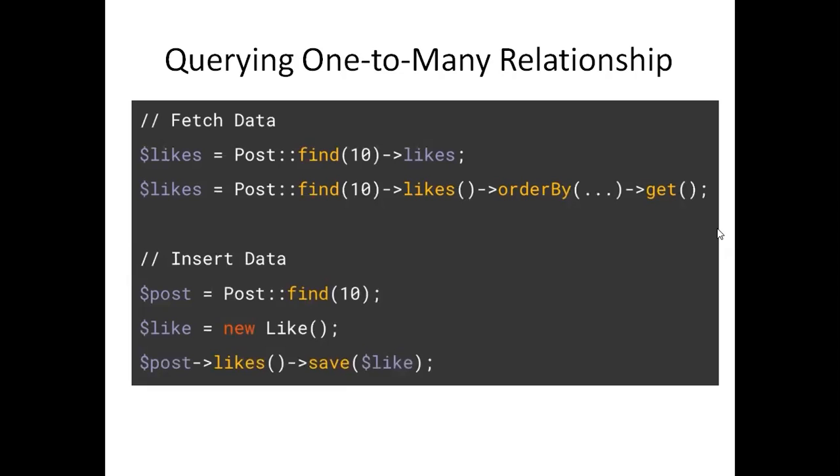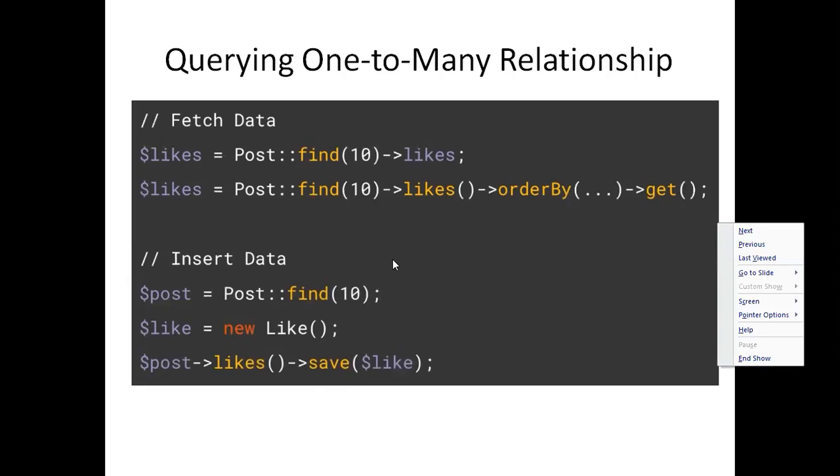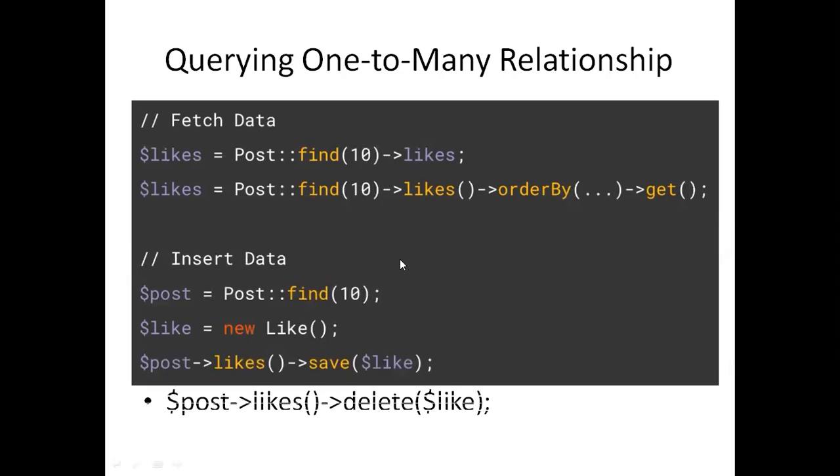Okay. To insert the data, this is how we have already seen. For delete purpose, you simply call delete on likes and pass the like object which you want to delete, and it will be deleted. Okay. Update, if you have to update any data, then you have to pass it as an array, and that will be updated. Okay.